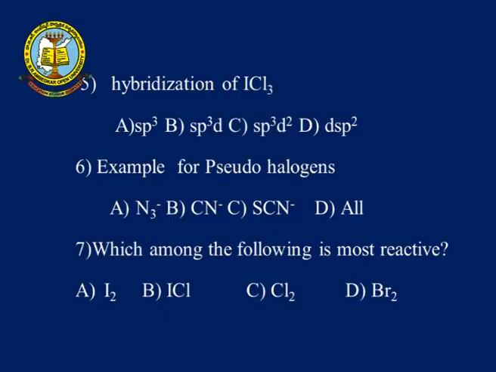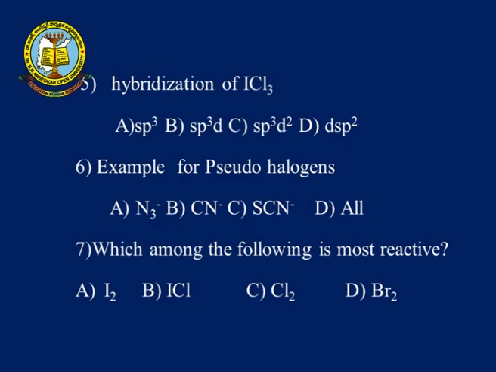The example for pseudo halogens. Just now I told you about the pseudo halogens. The examples are N3 minus, CN minus, SCN minus. So all belong to pseudo halogens. Therefore, the right answer is D, all the above.